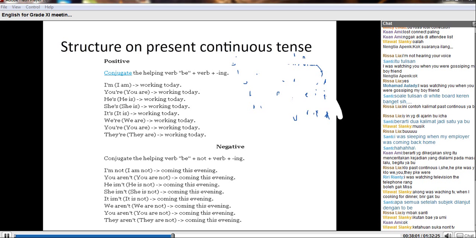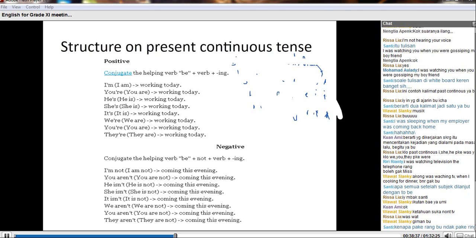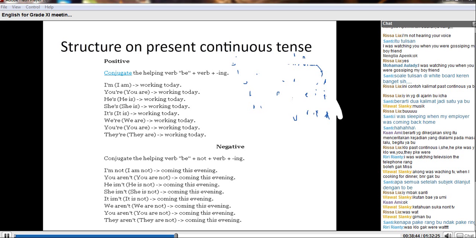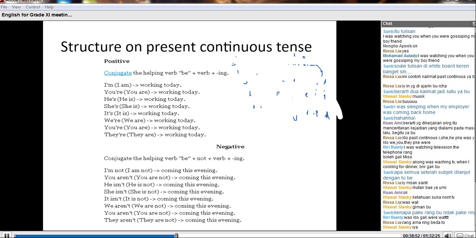Mbak, siapa lagi nih? Sudah, Mbak Riri. Nih, I was watching television when the telephone rang. Boleh. Aku sedang nonton TV ketika teleponnya itu berbunyi. Berbunyinya kan udah lampau kan? Boleh. Mbak Wawan, mana tadi yang di atas ya? I was watching TV when I cooking, kan? Bukan I cooking, I was cooking. Pokoknya kalau ada bentuk ing, itu jangan lupa to be-nya.